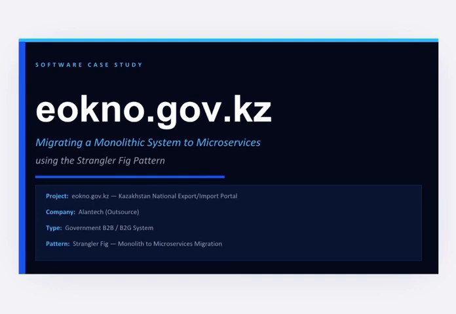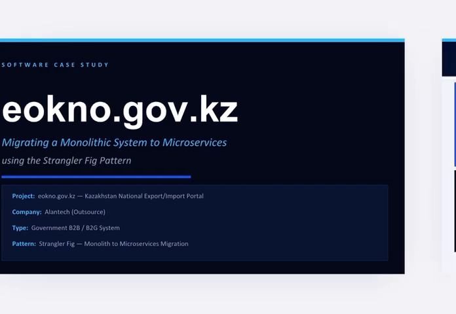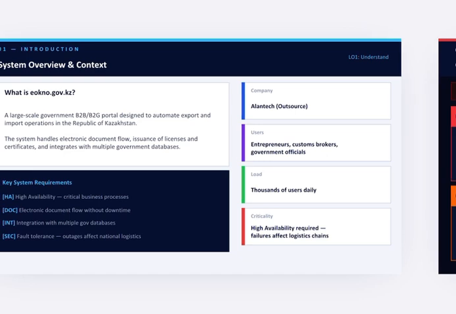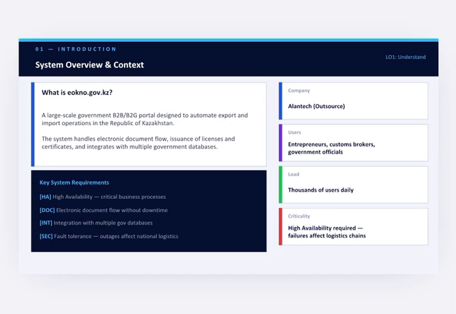Hello everyone, it's a software case study, IGNO-GovKZ, a large-scale government P2B and P2G platform that automates export and import processes. The system supports electronic document submission, issuance of licenses and certificates, and integration with multiple government databases.